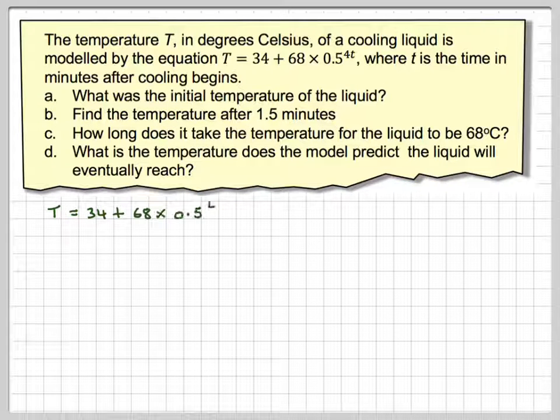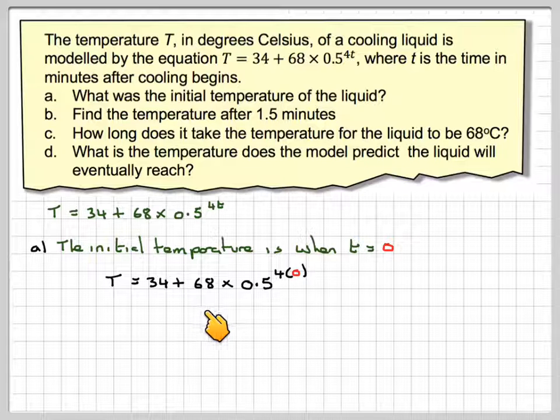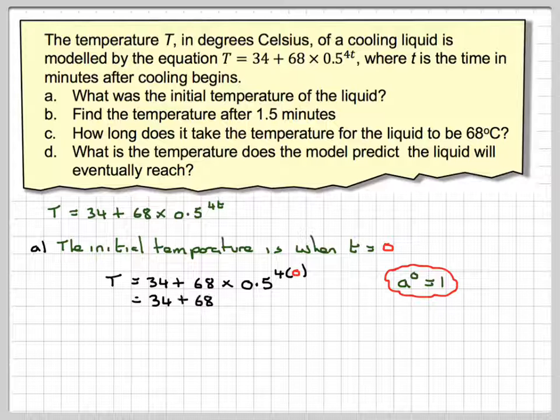So we've got T is equal to 34 plus 68 times 0.5 to the power of 4t. The initial temperature is when t is equal to 0. So if we substitute that in, we get T is 34 plus 68 times 0.5 to the power of 4 times 0. Anything to the power of 0 is 1. So the initial temperature will be 34 plus 68 times 1, which gives me 102 degrees C.